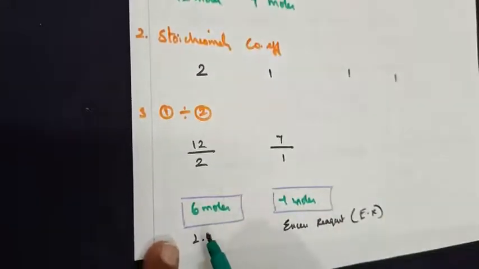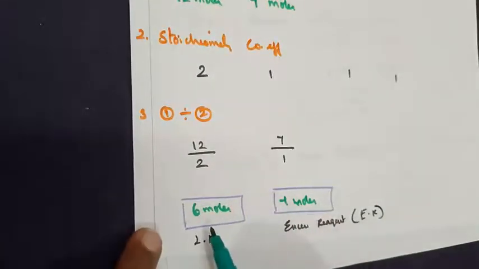So between these two, what did I tell you? The lowest number is called the limiting reagent. So 6 is the lowest number.